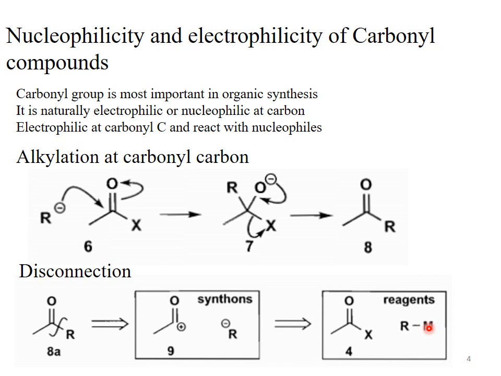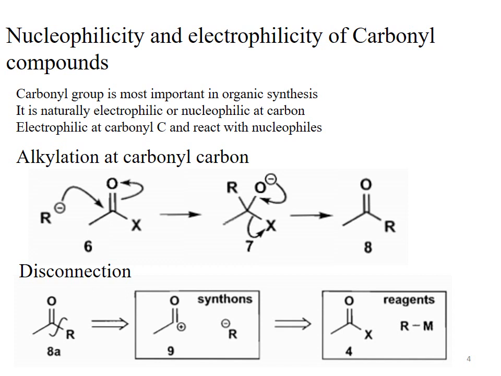Remember, when we disconnect this alpha bond, it is the carbonyl part which carries the positive charge and the other group, the R group, which carries the negative charge. So these synthons are converted to reagents. An X leaving group is introduced to the carbonyl carbon, and the R is bonded with a metal.